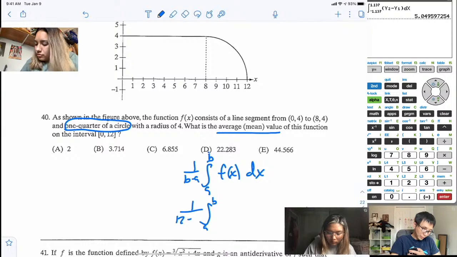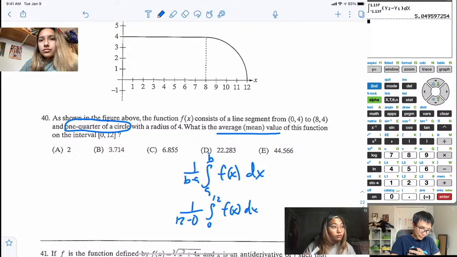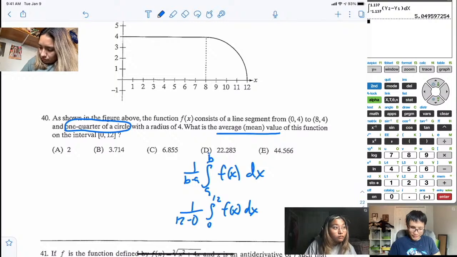1 over 12 minus 0. So that is going to be 12 minus 0. So it'd be 0 to 12 of f of x dx. So how do you find the integration between 0 to 12 in this case?